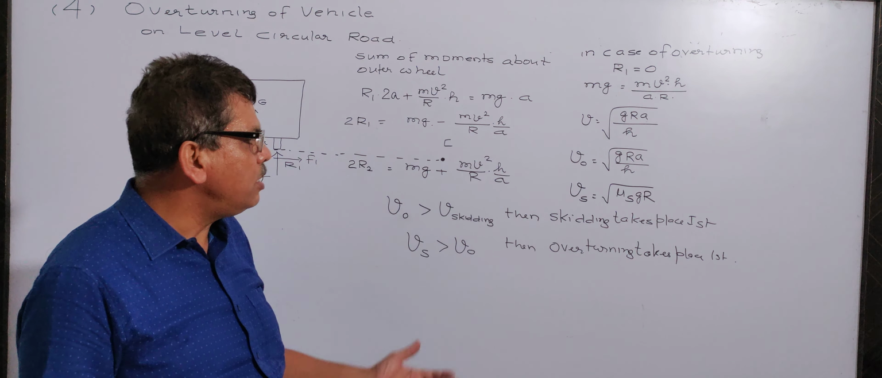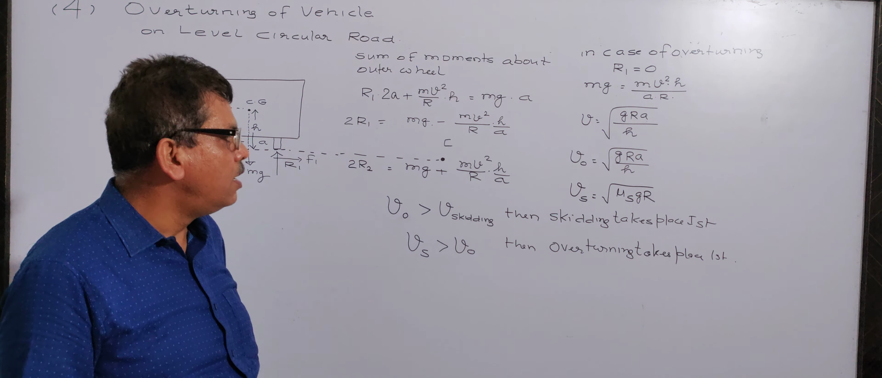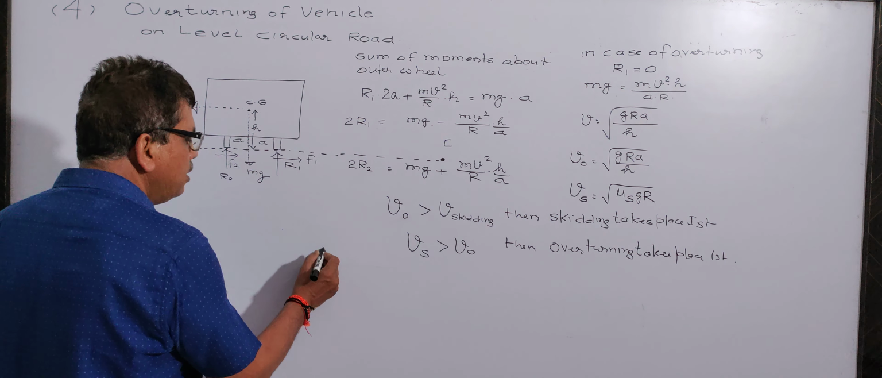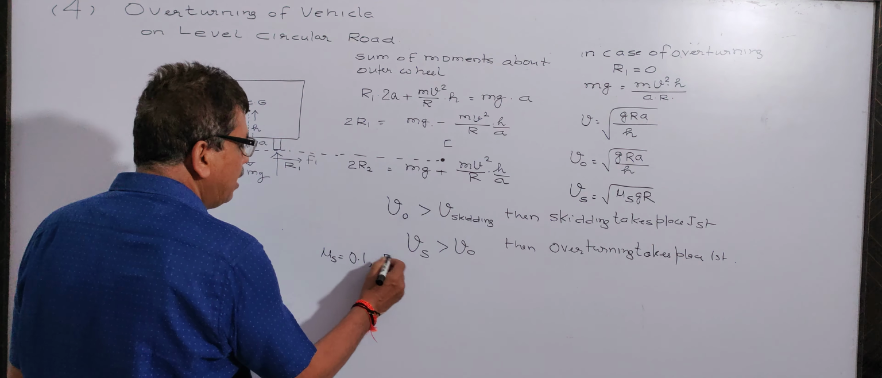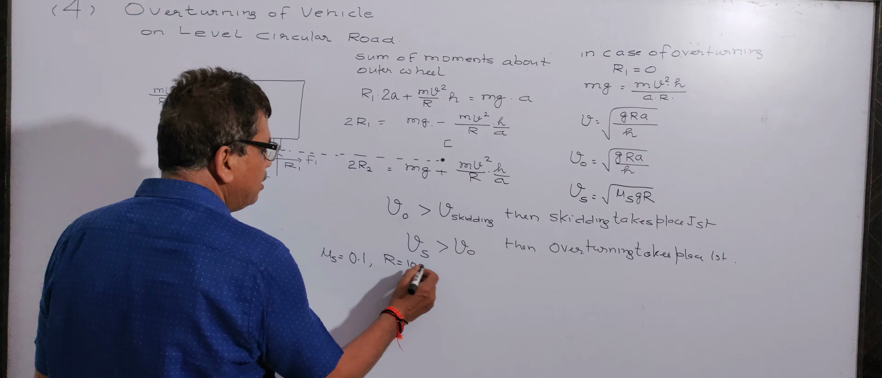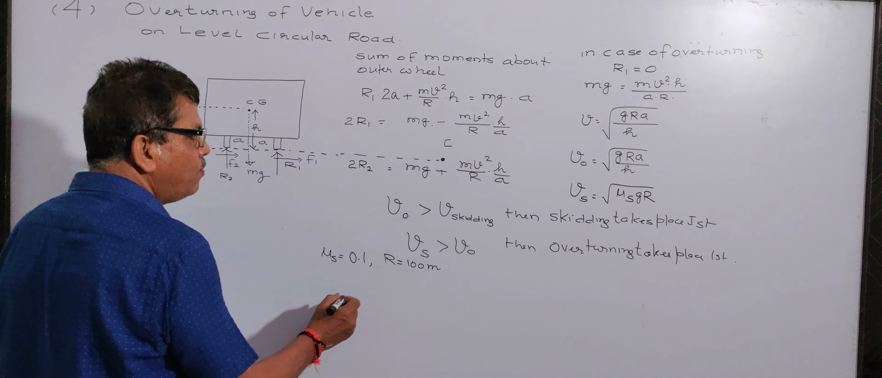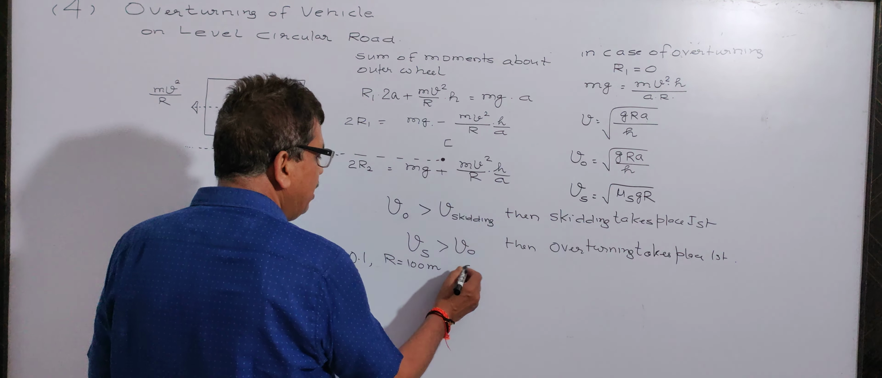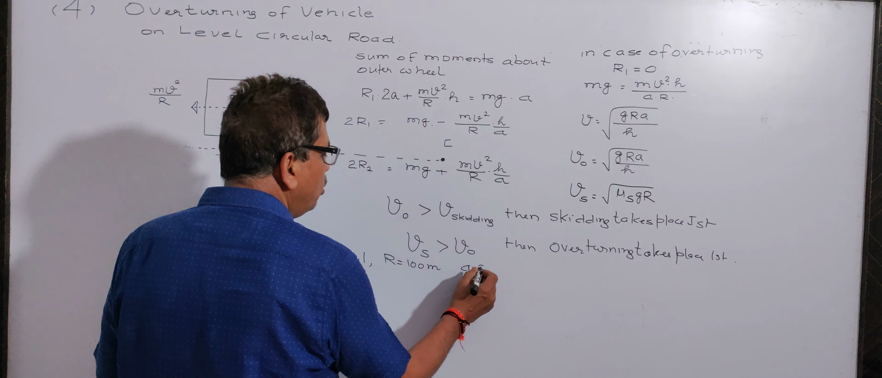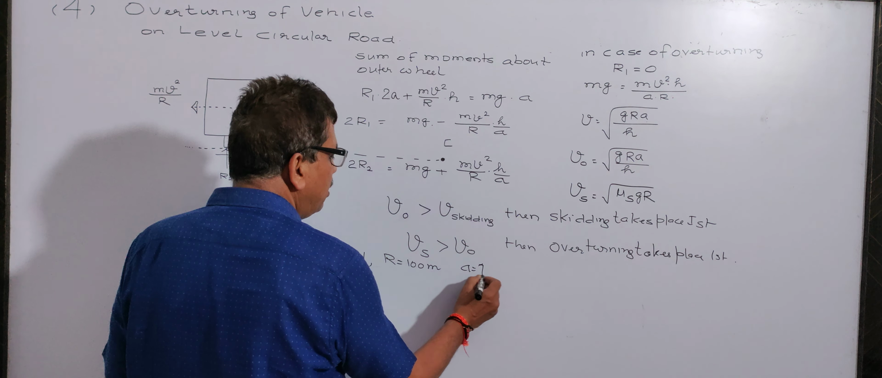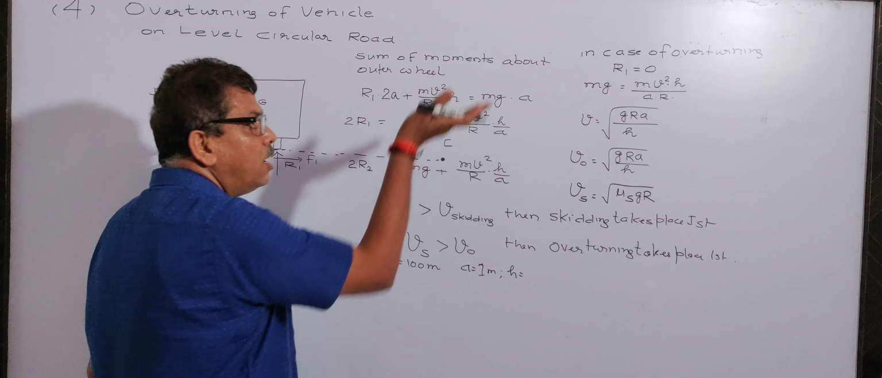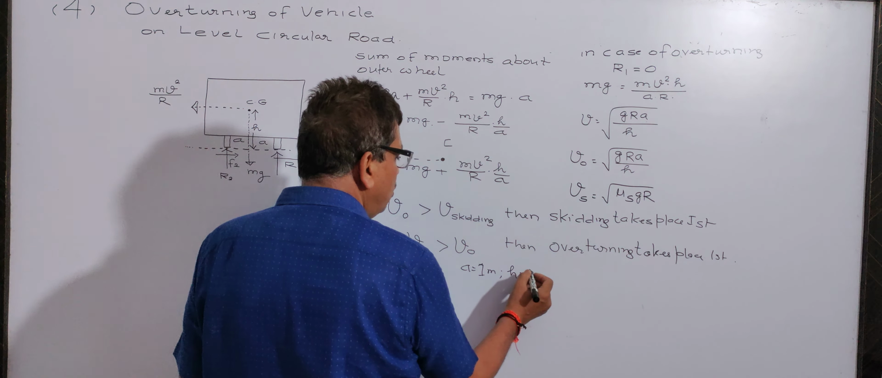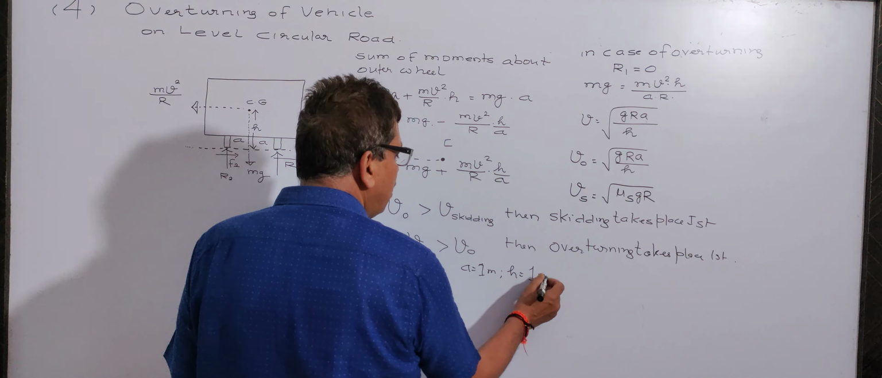Now, if I take one example, let us say mu s is 0.1. R is 100 meter. Let us take a is 1 meter, and h, from the ground, is around 1 meter. Let us take this value.